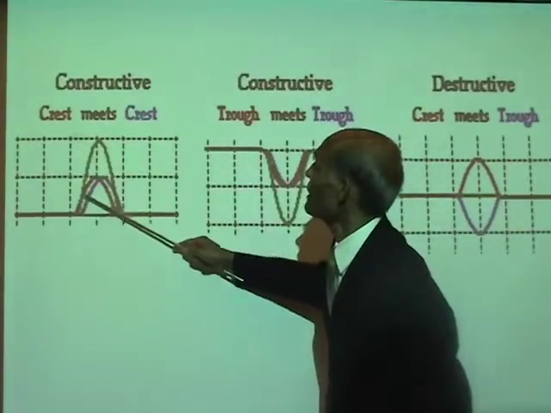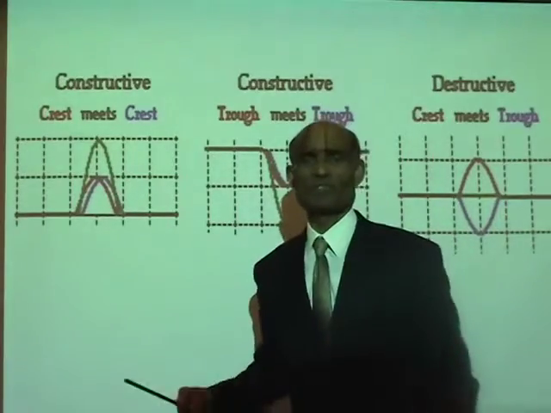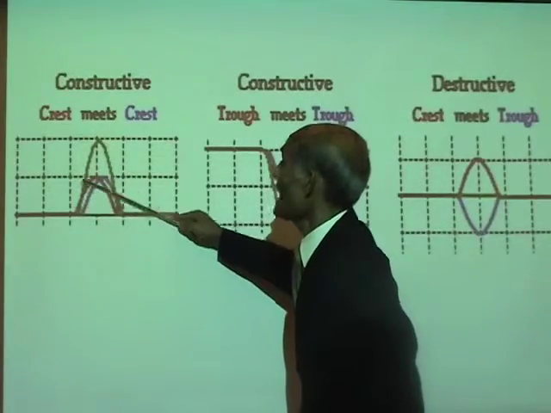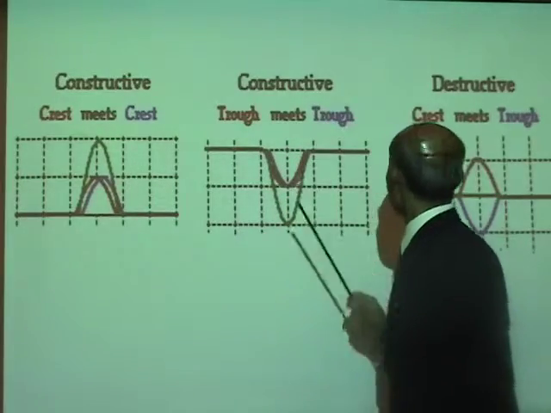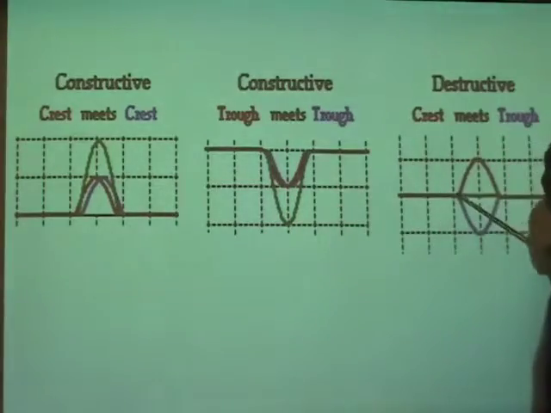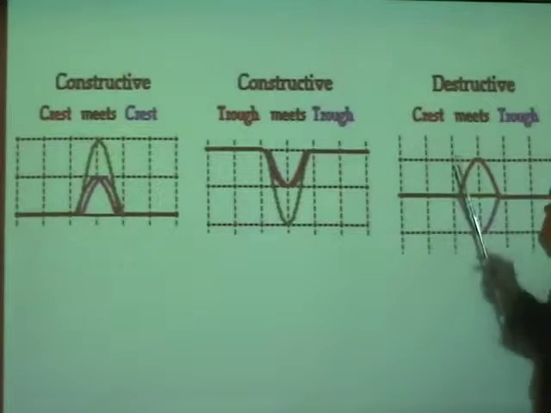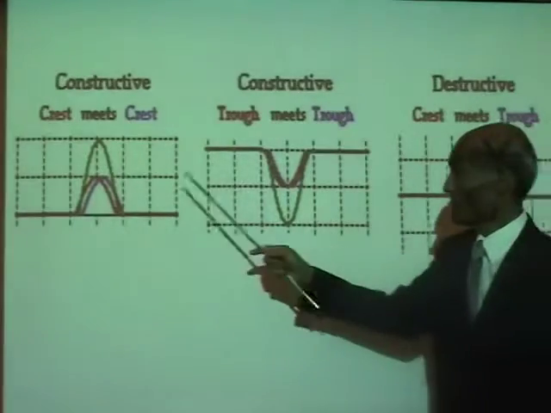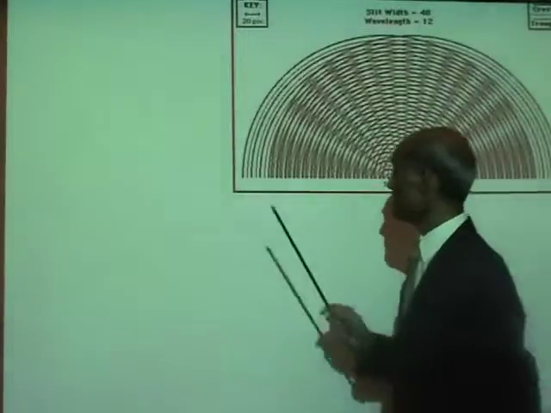This is a case of constructive interference. What's the meaning of constructive interference? When the two waves are in phase, they add up to produce a much bigger wave. On the other hand, if the two waves are completely out of phase, the compression of one wave falls on the rarefaction of the other, you have destructive interference there. So, constructive interference, destructive interference.